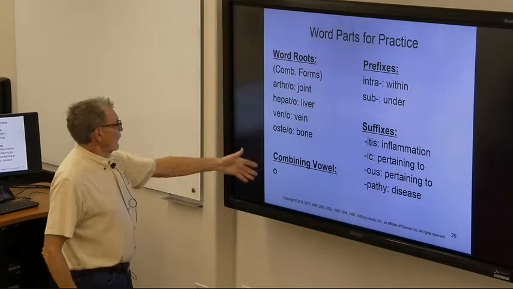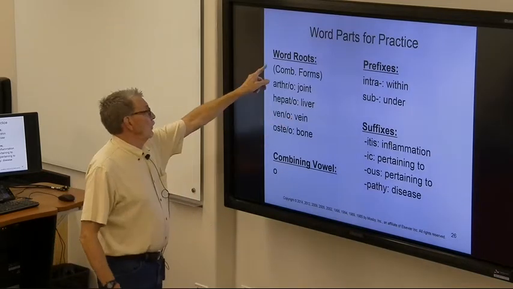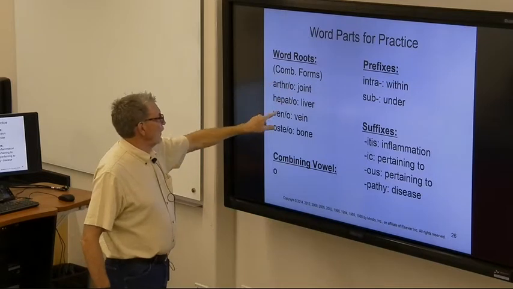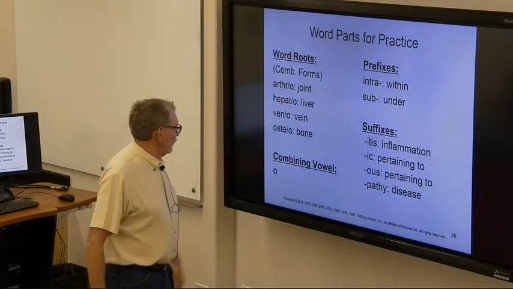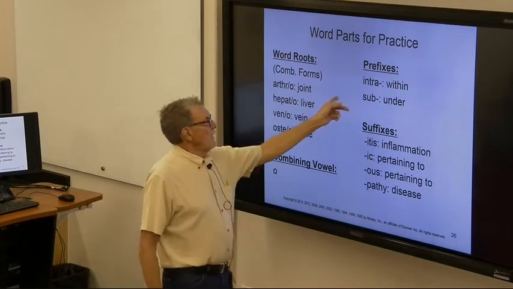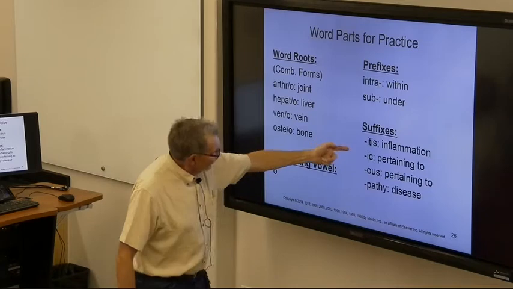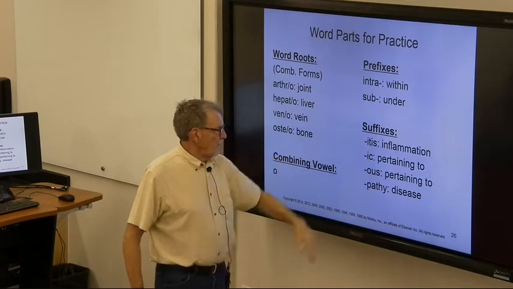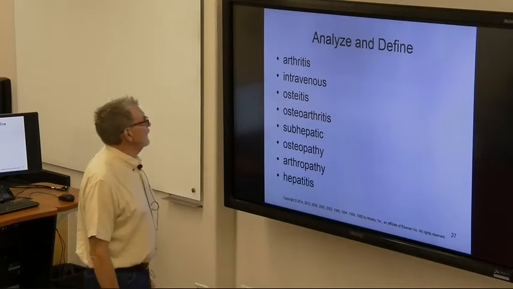Here's some of these we've already used. Arthro is joint, hepato is liver. These are combining forms because they already got the O stuck on. Veno is vein, osteo is bone, combining vowel is O, intra is within, sub is under, and we have itis for inflammation, ic pertaining to, us is another pertaining to, and pathy is disease.